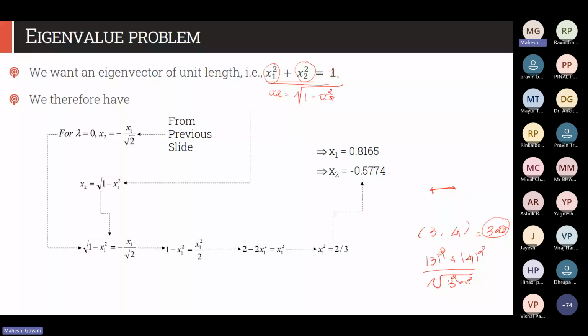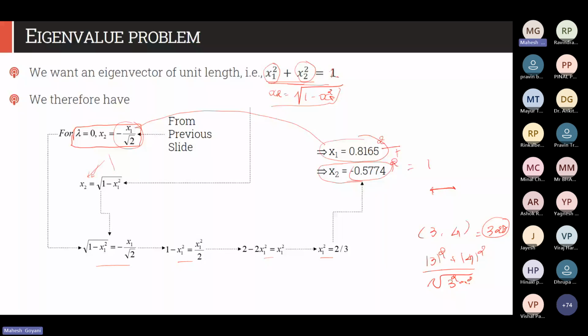From the previous slide, for lambda is equal to 0, we have already derived x2 is equal to minus x1 by root 2. Let us put this x2 into the equation x2 is equal to root of 1 minus x1 square, which we have just simplified here, and go through the steps to find x1. So x1 square is 2 by 3, so x1 would be 0.8165. Now put this x1 back into this equation, and we will get x2, which is minus 0.5774.